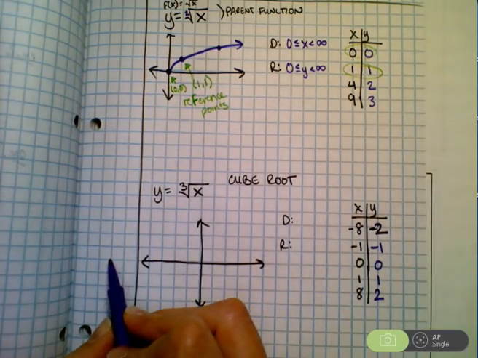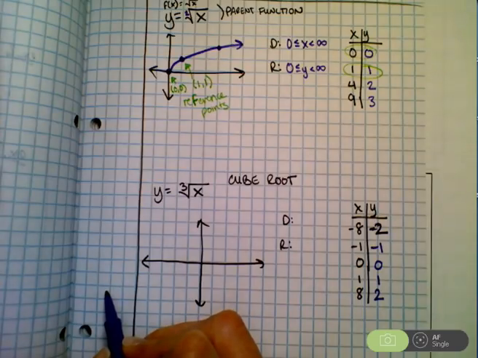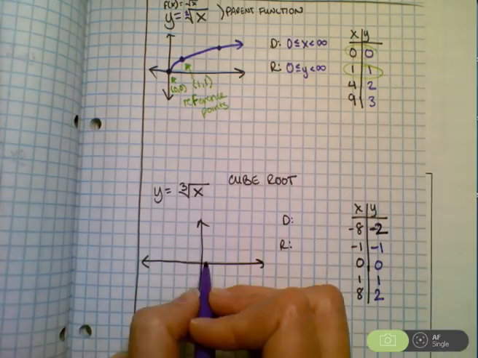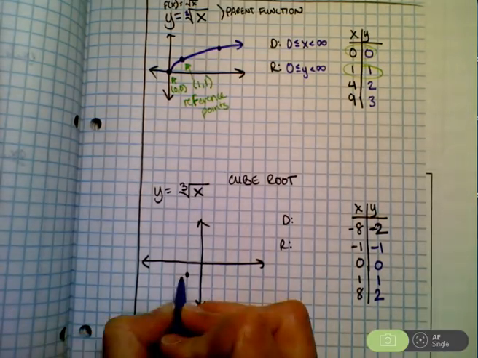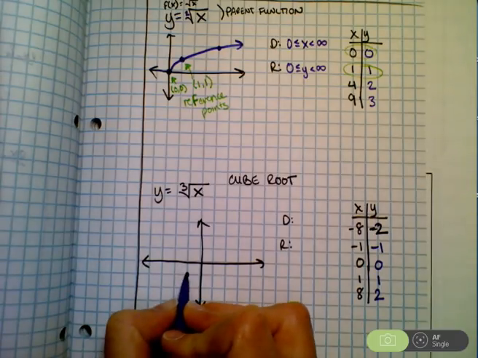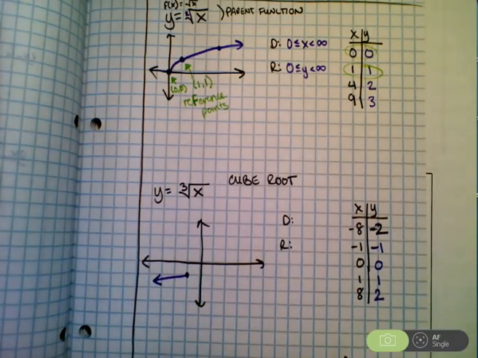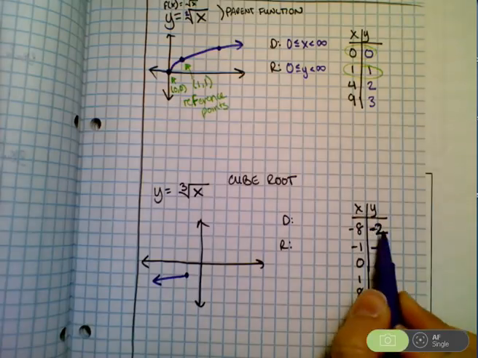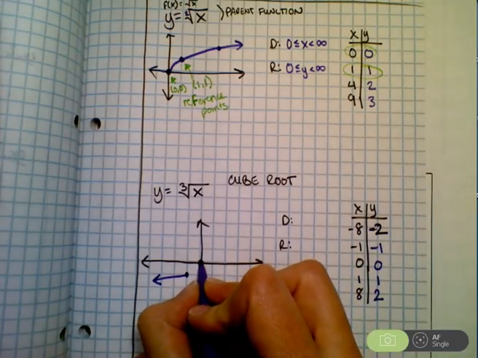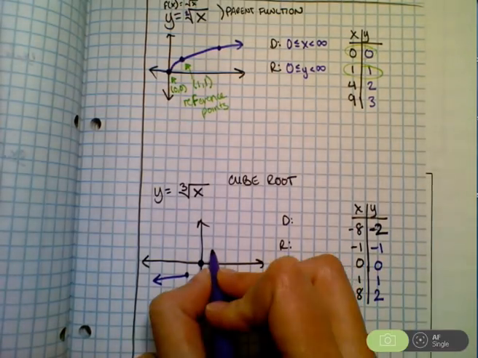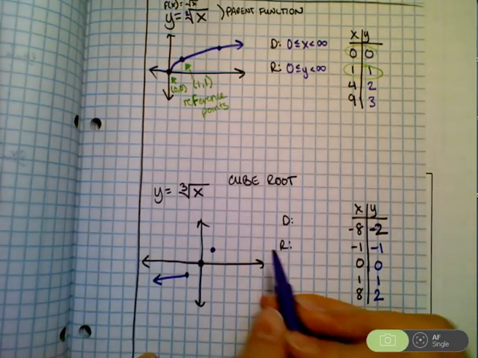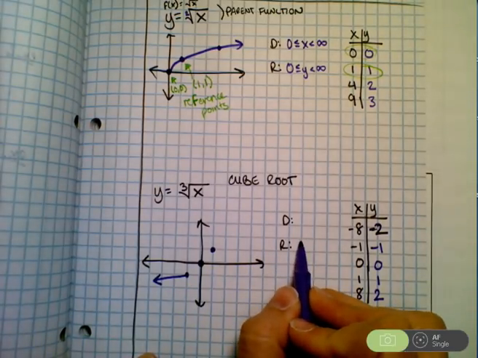Negative 8, negative 2 would be way back here and down here somewhere. Negative 1 is right here. And remember, from there, it curves way out that way. So I'm just going to put an arrow like that to show that we're going towards that negative 8, negative 2. Then we go to 0, 0. Then we go to 1, 1. And then we go way out to 8 and 2, which would be out here somewhere.